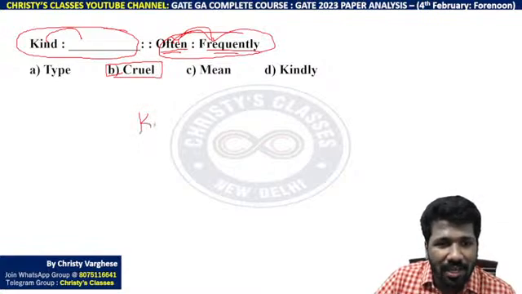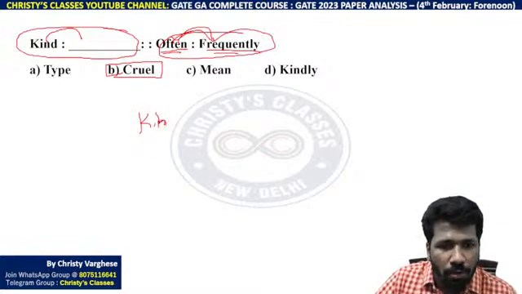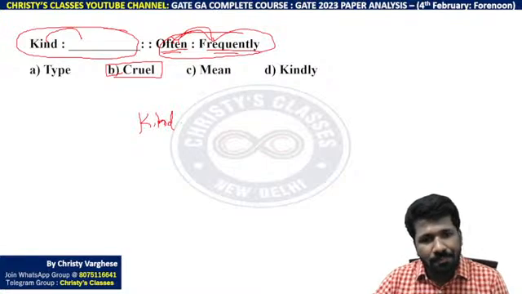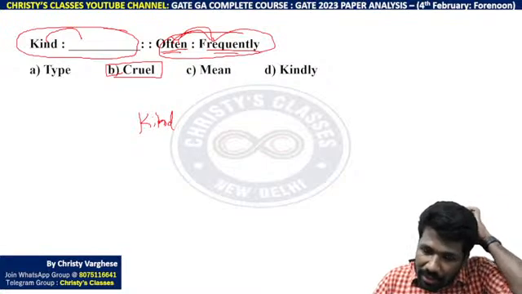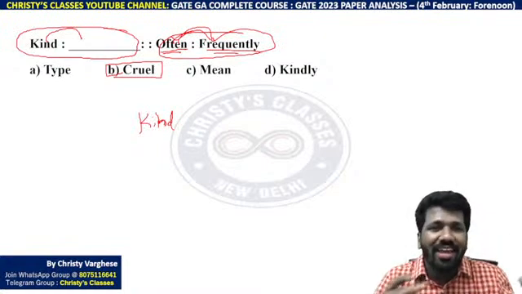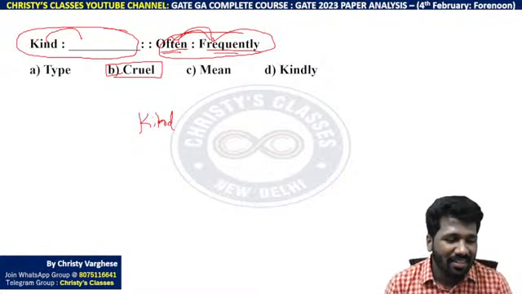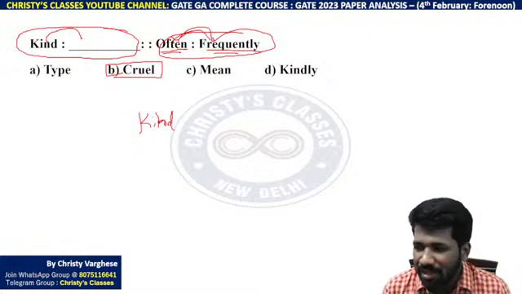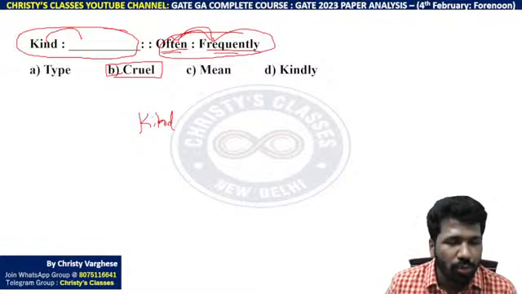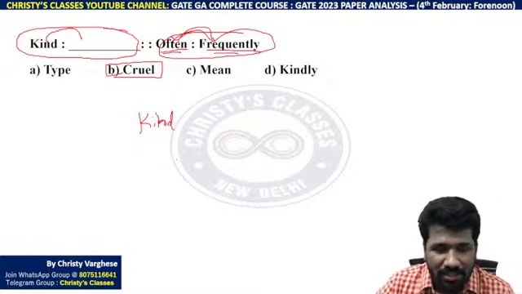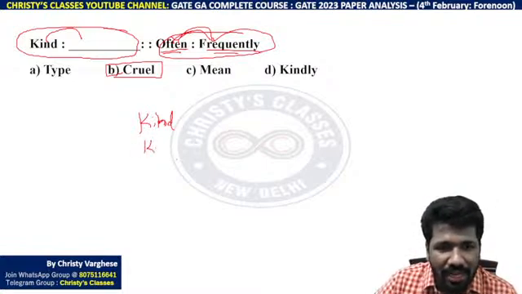But which kind? Kind is a homonym and a homophone. Kind has two meanings. Kind person means a person who is very kind. That kind, you know, right? That means he is very generous, or he feels empathy for others. That kind. The other kind is type.